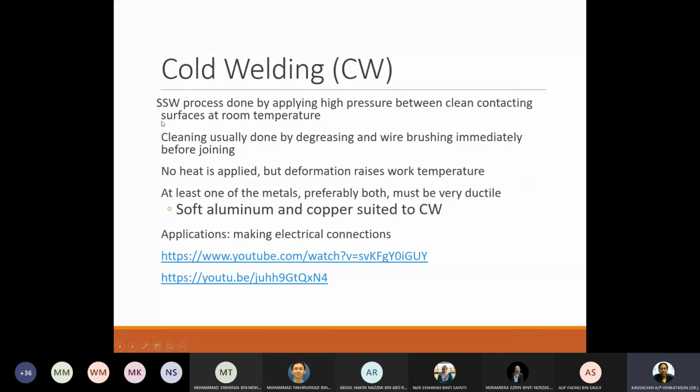All right, and then we have cold welding. All right, it's a process done by applying high pressure between clean contact surfaces at room temperature. Cleaning is usually done by degreasing and wire brushing, okay, before joining. No heat is applied, but deformation raises work temperature. At least one of the metals, preferably both, must be ductile for this to happen. So soft metals like aluminium and copper are suited to this process.